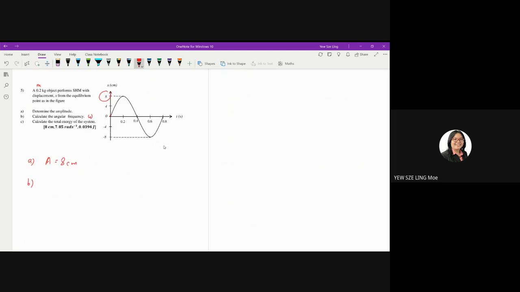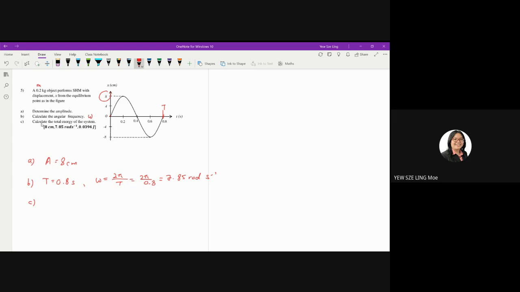If you want to calculate omega, now you have a graph. So from the graph, you can obtain the period. One complete oscillation, that is the period. So this is your T. T equals 0.8 second. So omega equals 2 pi over T equals 2 pi over 0.8, which equals 7.85 radian per second. Okay, 7.85 radian per second.